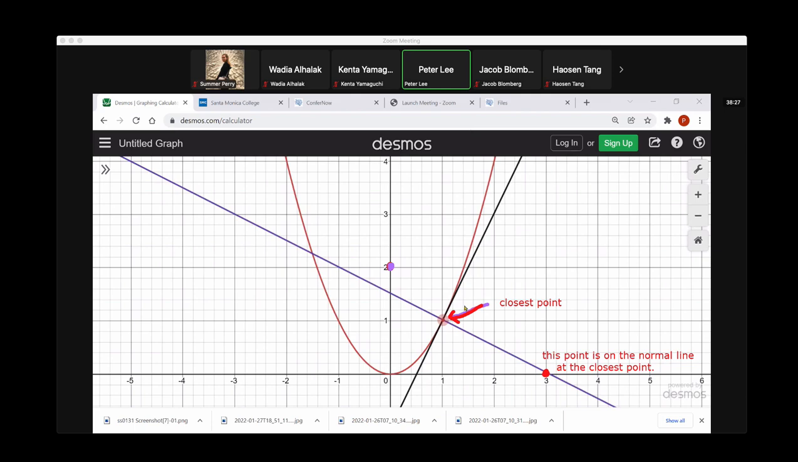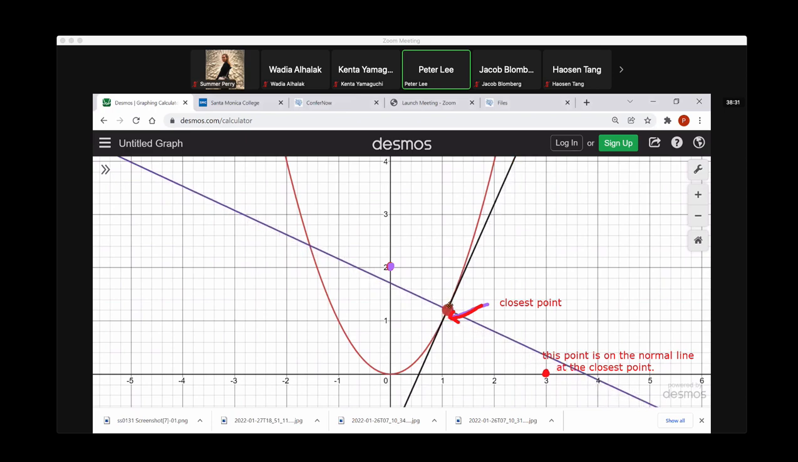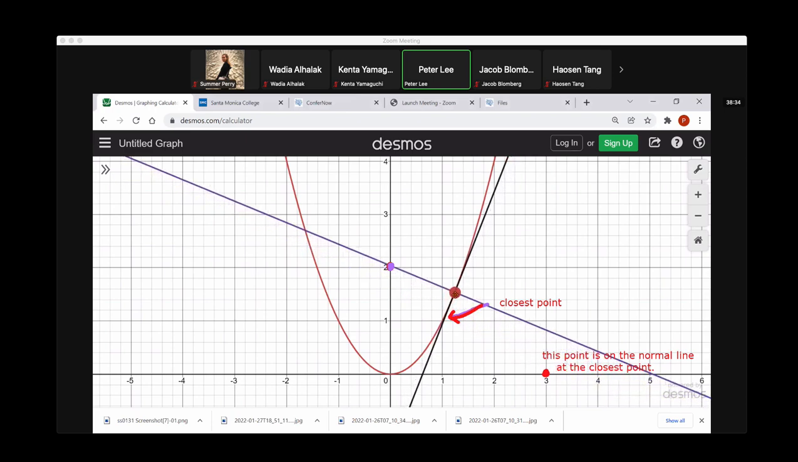What I'm going to do is move this tangent line around, and the normal line. Graphically speaking, this is the point right here. If you find the normal line which passes through the point (0, 2), then this is going to be the closest point. So this is the closest point right here. That's the question I gave you, finding the closest point.